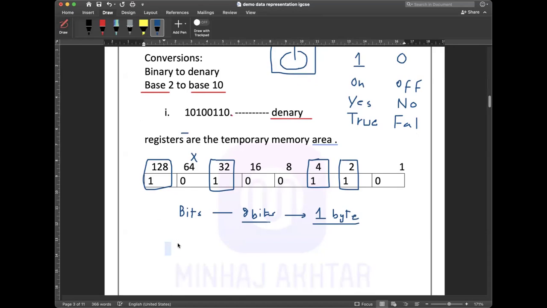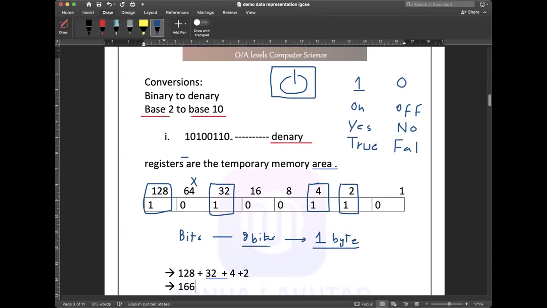128. So I'm going to pick 128. Then 32, then 4, then plus. What is the answer? 166. Yes, that's a great answer. So do you understand how to convert binary to denary? Tell me.